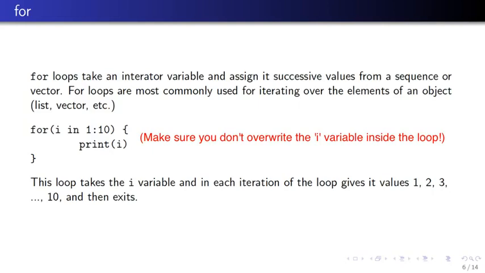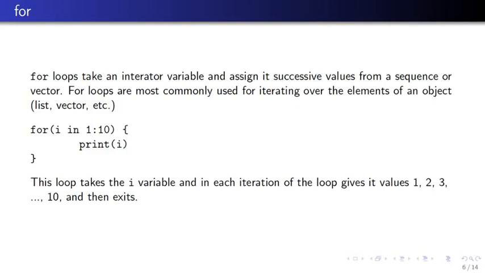And this for loop is not doing anything particularly interesting. It's just printing out the number. So I'm printing out i at each iteration. After the loop is finished, it continues on to the next block of code.